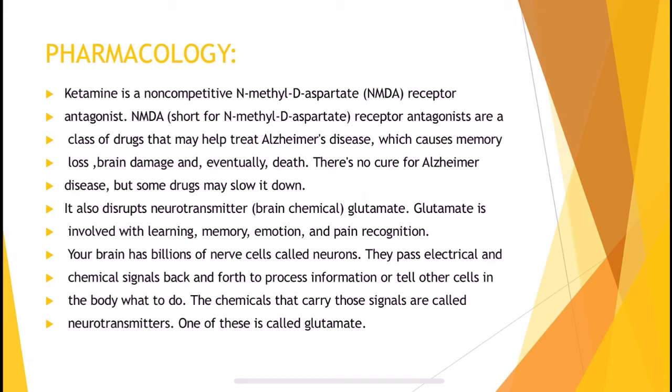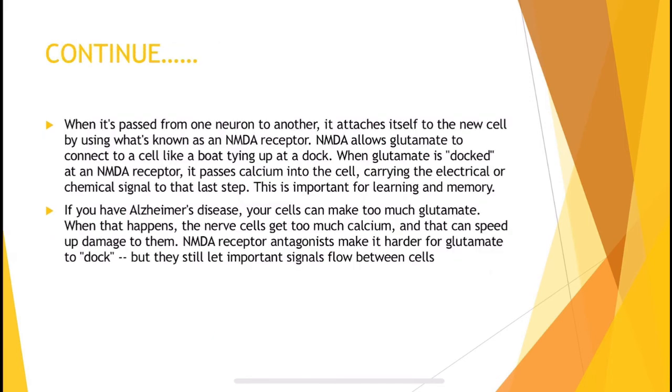One of these is glutamate. So, glutamate is a type of neurotransmitter. When it's passed from one neuron to the other, it attaches itself to the new cell by using what is known as an NMDA receptor. That means there is a specific kind of receptor called the NMDA receptor, which is the only receptor that allows glutamate to attach to the other cell. NMDA allows glutamate to connect to a cell like a boat tying up to a dock.